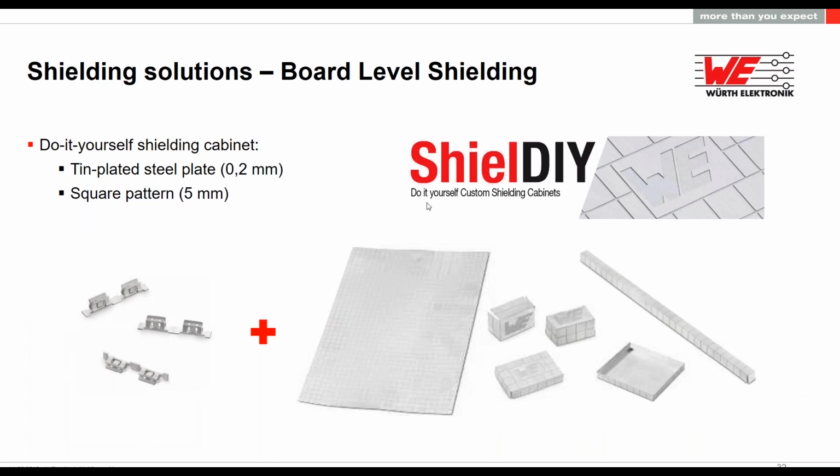We have also the do-it-yourself shielding cabinet. This is a metal foil that is foldable and can be cuttable. You can combine it also with the clips. This is a very good solution especially for prototyping. So you can change the shape of your own cabinet, and you can do it in your lab in a very easy and fast way.